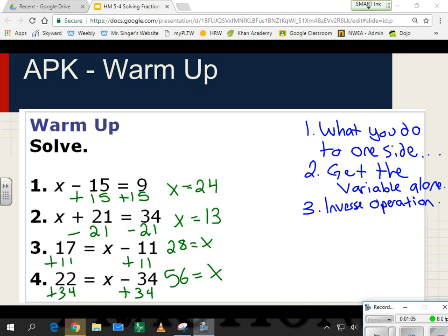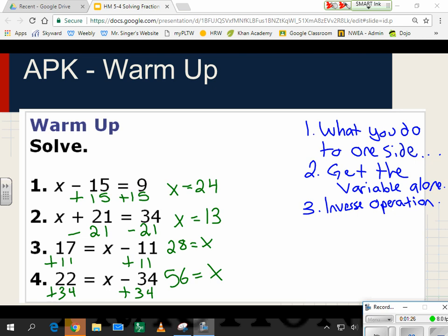And here are the answers that you should have gotten for them. Number 1, x equals 24. Number 2, x equals 13. Number 3, x equals 28. And number 4, x equals 56. So I found the number next to the variable. I moved it to the other side by doing the inverse operation. And I made sure what I did to one side, I did it to the other.